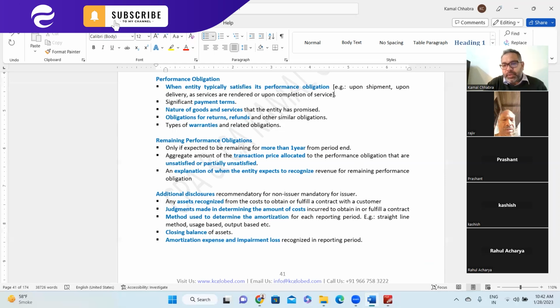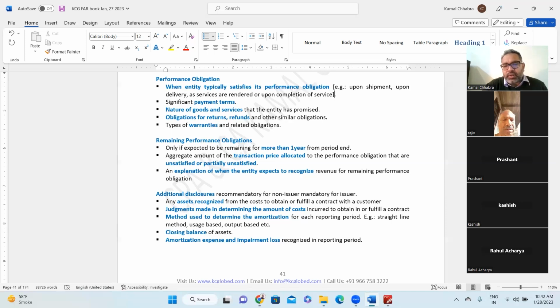Next is significant payment terms. So in your business, what is your normal receivable cycle? For example, in the medical industry, let's assume hospitals, they have advance business. They do not have much receivable, right? Whereas some manufacturing companies generally give 45 days, 60 days, 90 days credit to their customers, right? So whatever is your business collection cycle or average payment term, that you need to disclose.